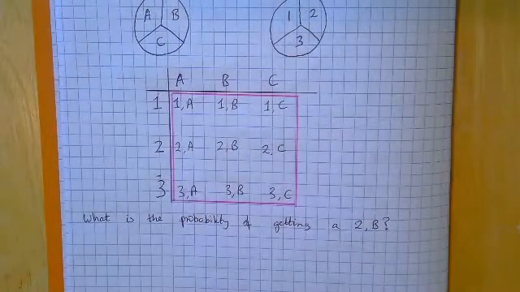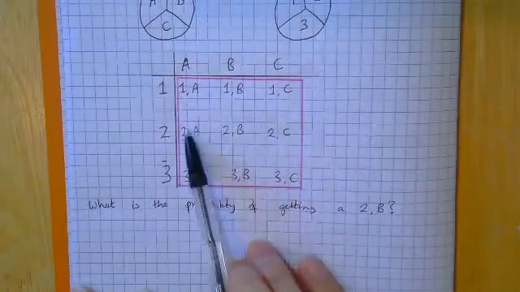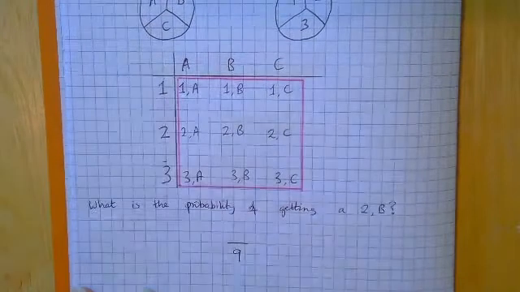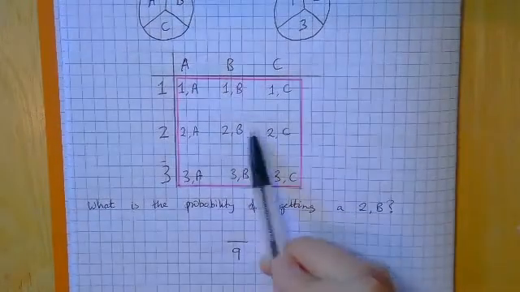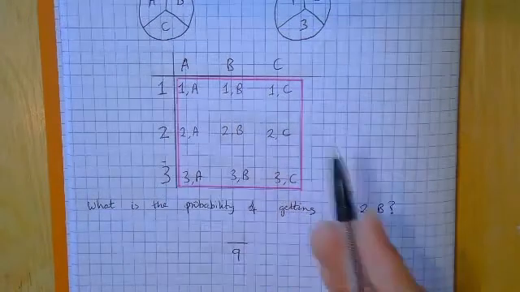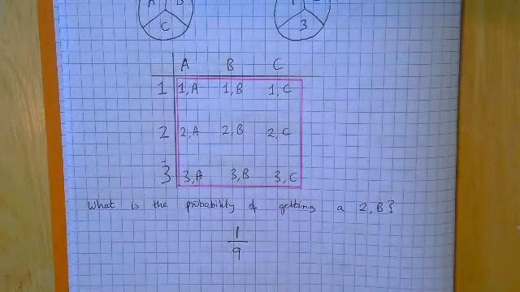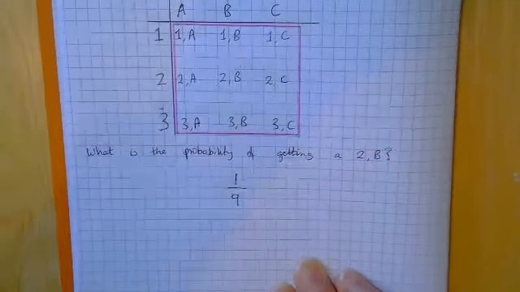And I have to ask myself two questions. How many outcomes have I got in that box? Well, I've got 1, 2, 3, 4, 5, 6, 7, 8, 9. And how many times does 2B appear? Well, I've only got one 2B, so 1 would go on the top. So that would be my probability, 1/9. Often we give probabilities as fractions. So that would be my probability.